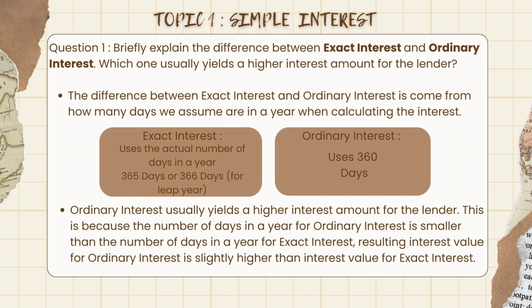For the second question, the answer is ordinary interest usually yields a higher interest amount for the lender. This is because the number of days in a year for ordinary interest is smaller than the number of days in a year for exact interest, resulting in an interest value for ordinary interest that is slightly higher than the interest value for exact interest.